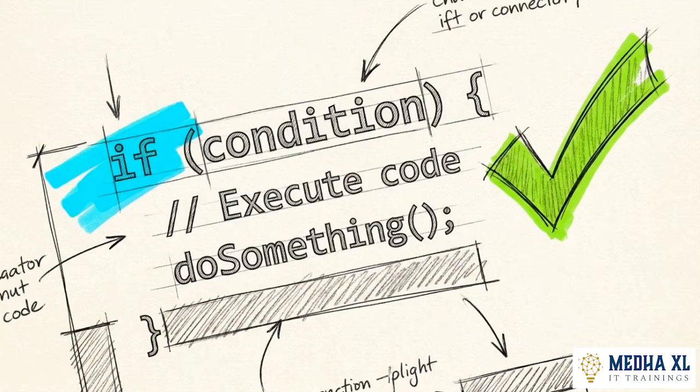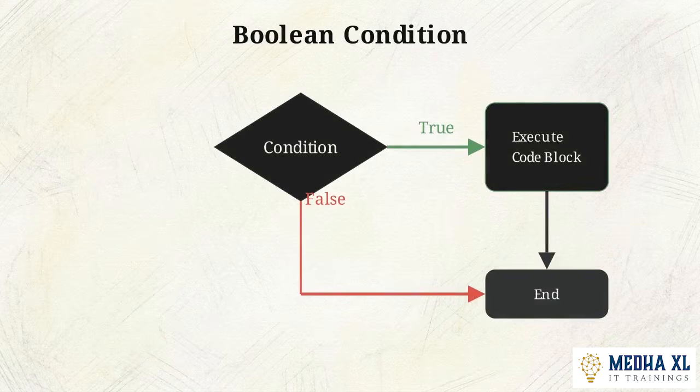The foundational gatekeeper for decision-making in C# is the if statement. It exists to evaluate a single specific Boolean condition. If the condition is true, the code inside its block executes. If false, the program simply skips it.